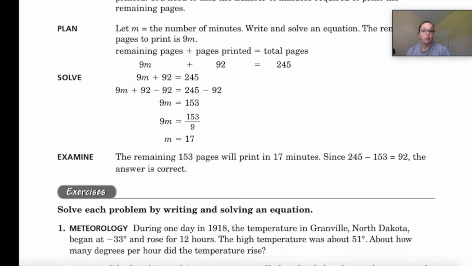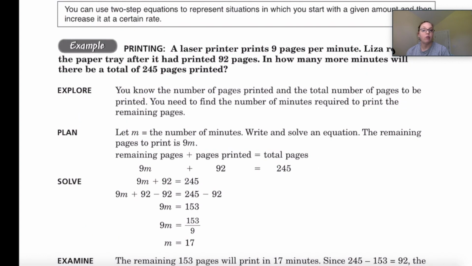But actually, before we do that, you should pause this video and go back and read over this example for clarification purposes. And then once you have read over that, then you can come back and we'll complete the work together.